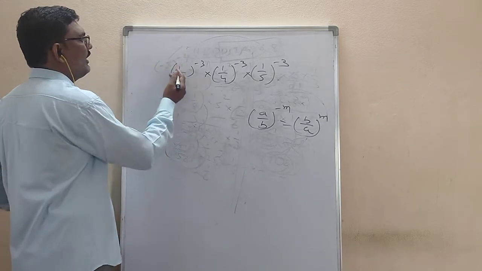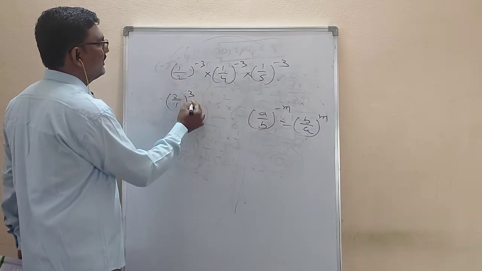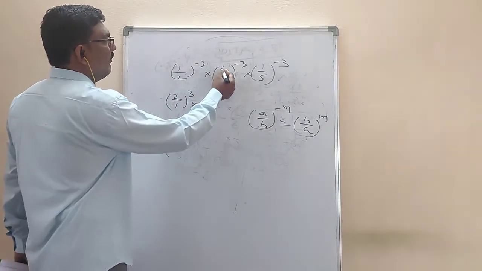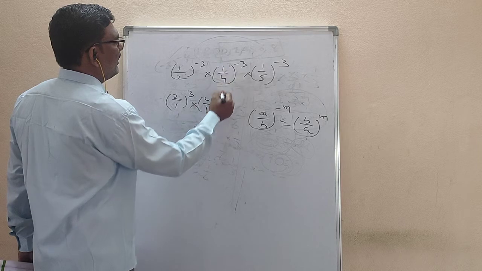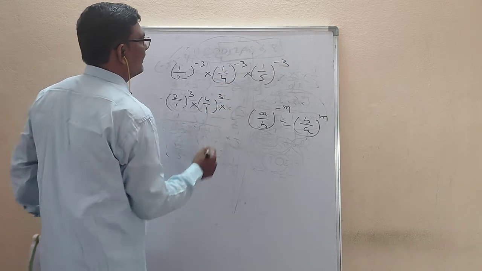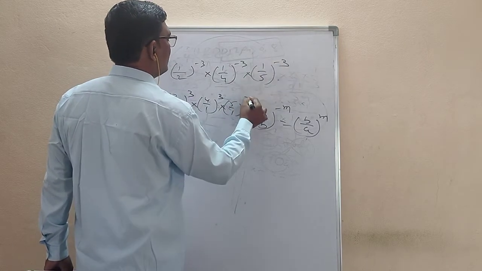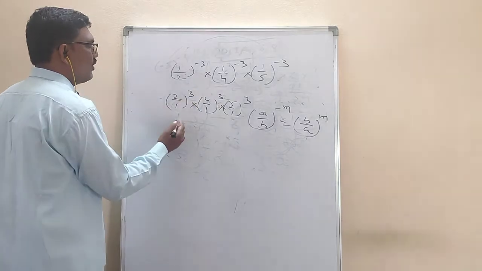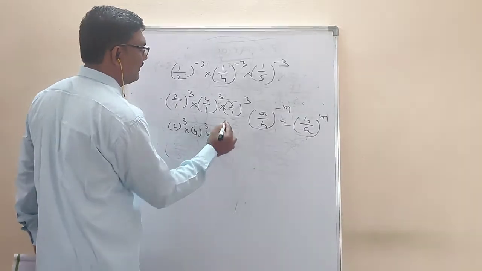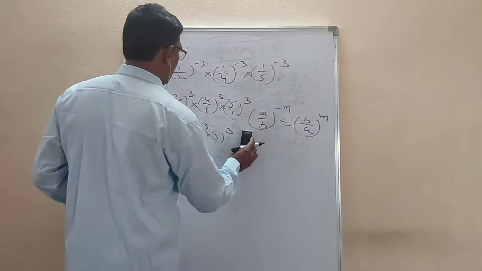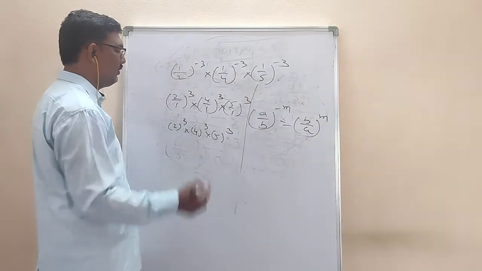Now 1 by 2, reverse it. Reversed means you will get 2 by 1 only, or not? And remove the minus, the power 3 will come. Again 1 by 4 and power minus is there. 1 by 4 reversed is 4 by 1, in the power minus, remove it, 3. Next again 1 by 5, reverse it, 5 by 1, in the power minus, you have to remove it, 3. So what you got is 2 cube into 4 cube into 5 cube. So this is how you have to do it.